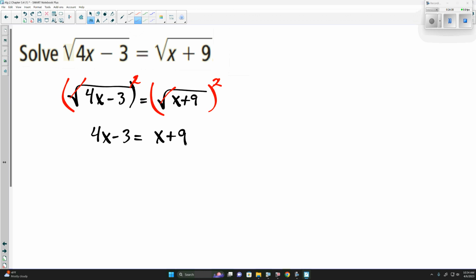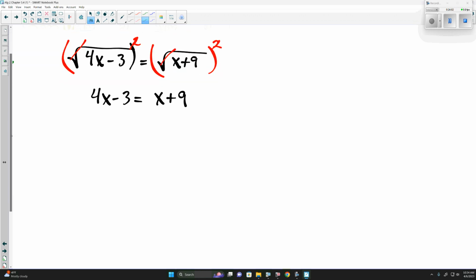Now, it will make some complications, especially if one of the sides had a number or something else added to it. If we had the square root of x plus 9 plus 1 on the outside, it would make it a little bit different. But now at this point here, we just need to solve. So the first thing we can do is minus x from both sides, which will tell us that 3x minus 3 is equal to 9.